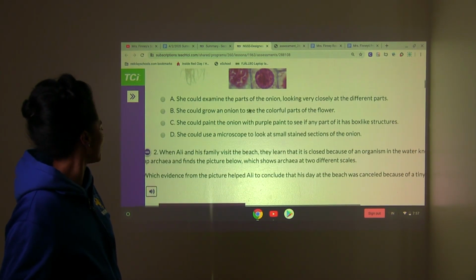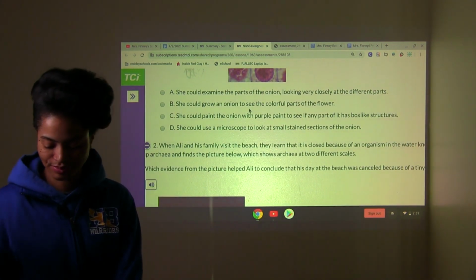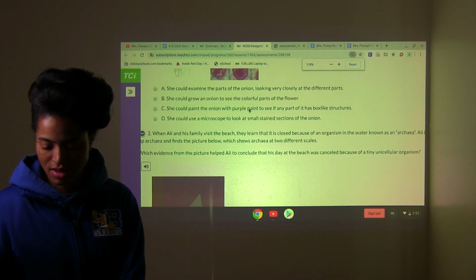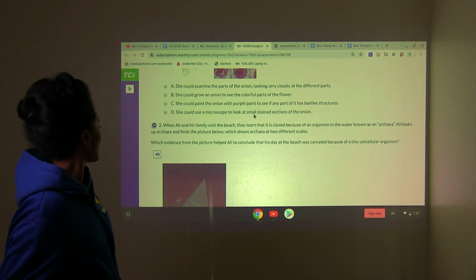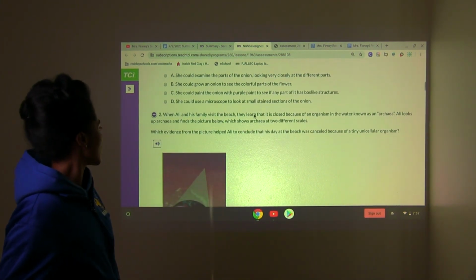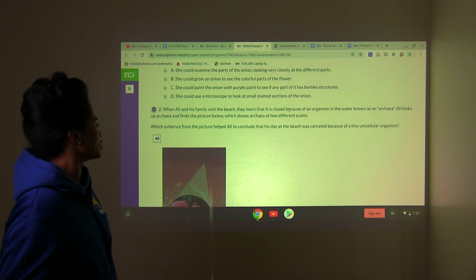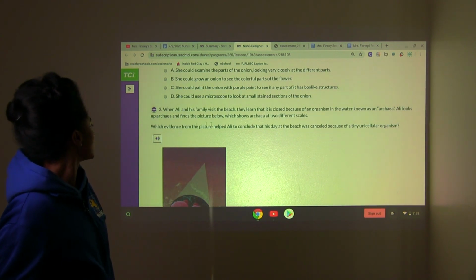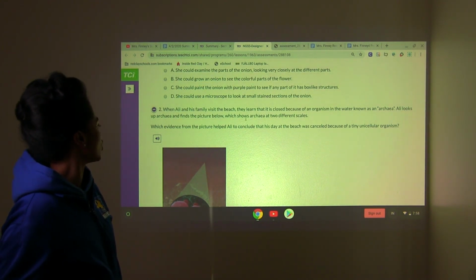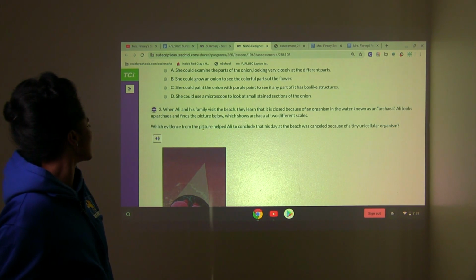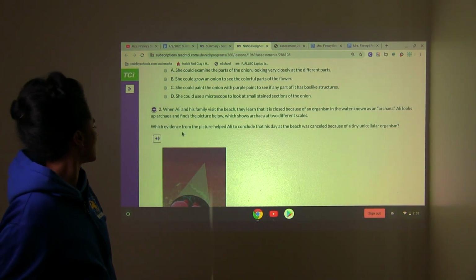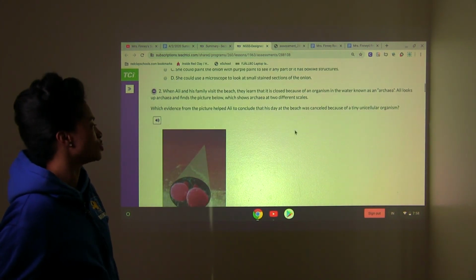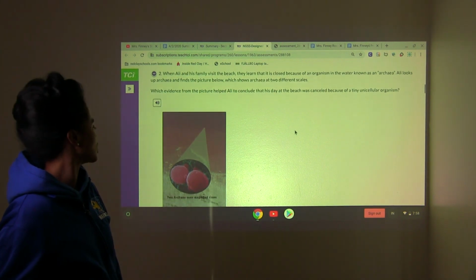Let's try number 2. Number 2 says, when Ali and his family visit the beach, they learn that it is closed because of an organism in the water known as an archaea. Ali looks up archaea and finds the picture below, which shows archaea at 2 different scales. Which evidence from the picture helped Ali to conclude that his day at the beach was canceled because of a tiny unicellular organism? Which one?